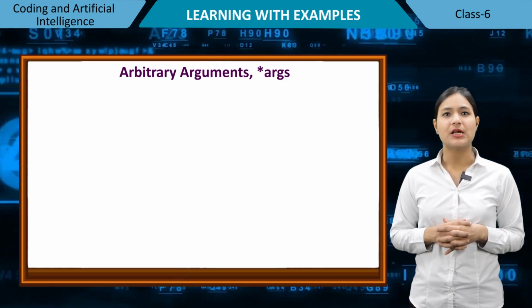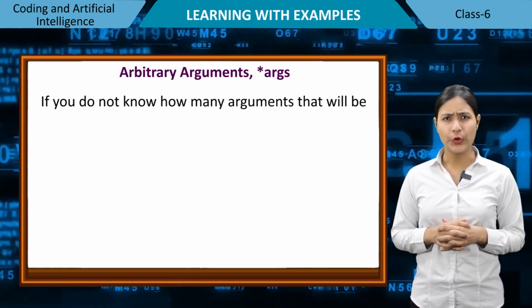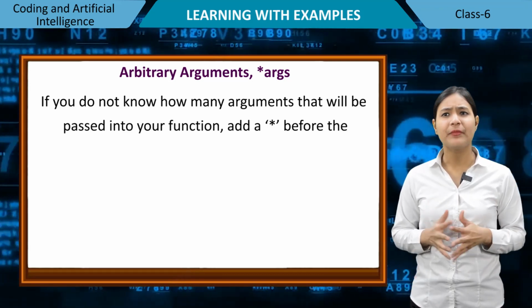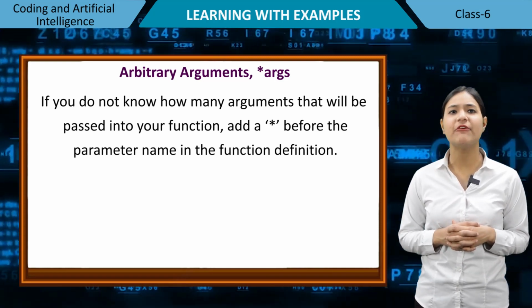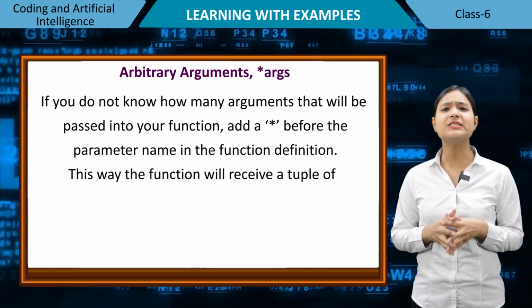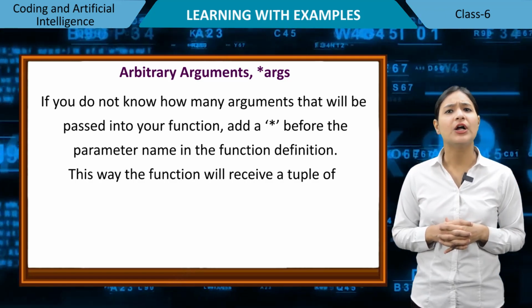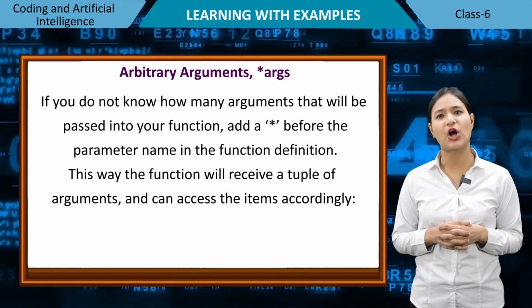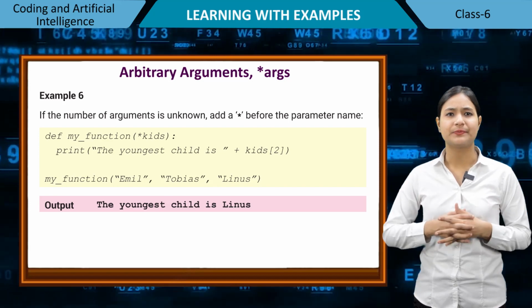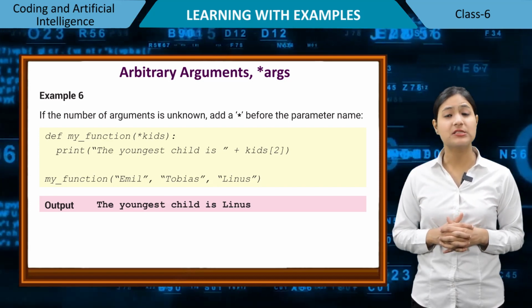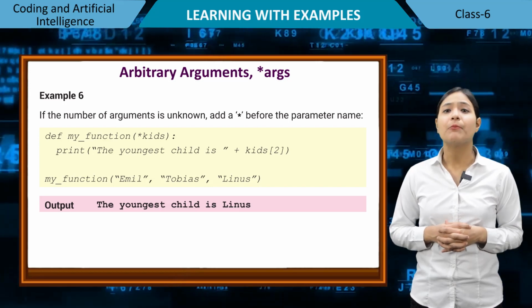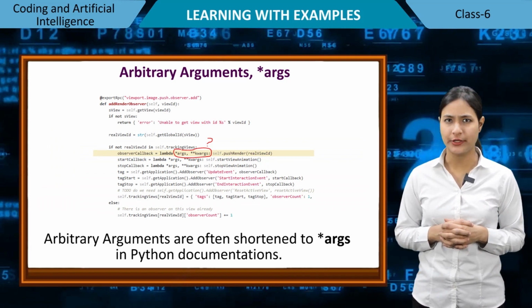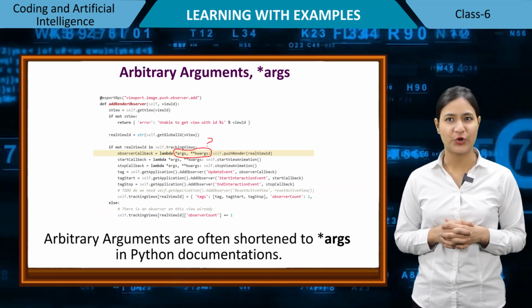Arbitrary arguments, *args. If you do not know how many arguments will be passed into your function, add a * before the parameter name in the function definition. This way, the function will receive a tuple of arguments and can access the items accordingly. Example 6. If the number of arguments is unknown, add a * before the parameter name. Arbitrary arguments are often shortened to *args in Python documentations.